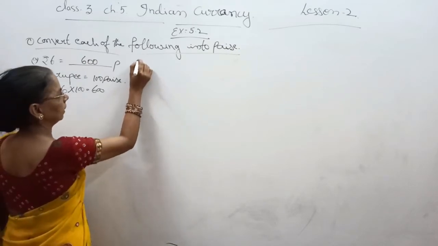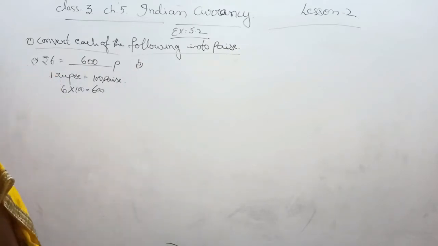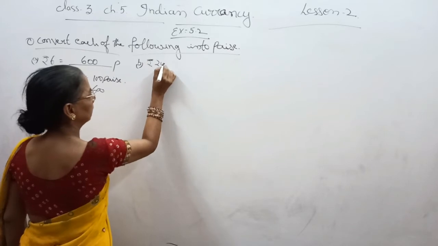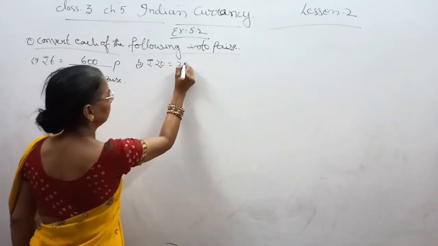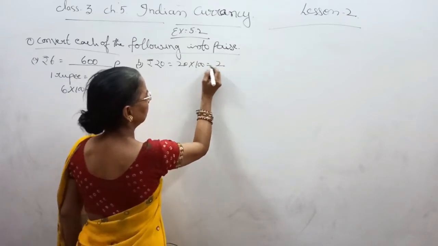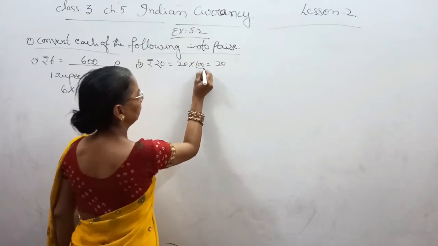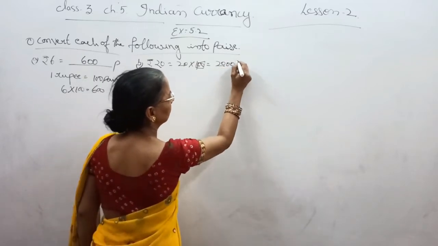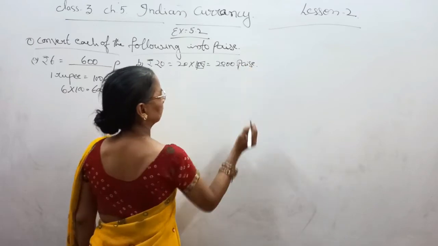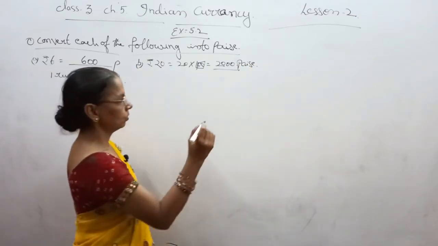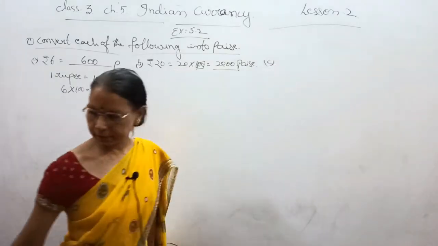Like this. Second one, rupees 20. Here 20 into 100, then put these two zeros after that. It is 2000 paise.